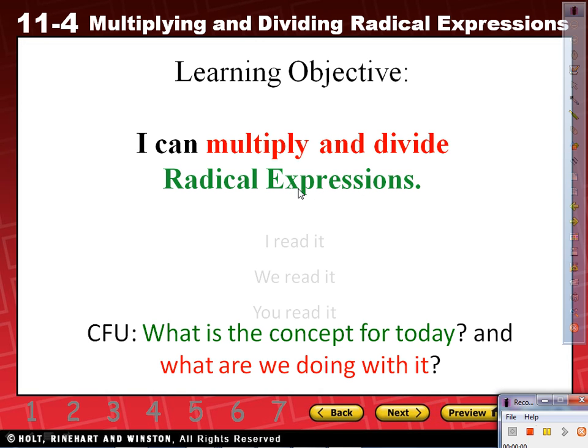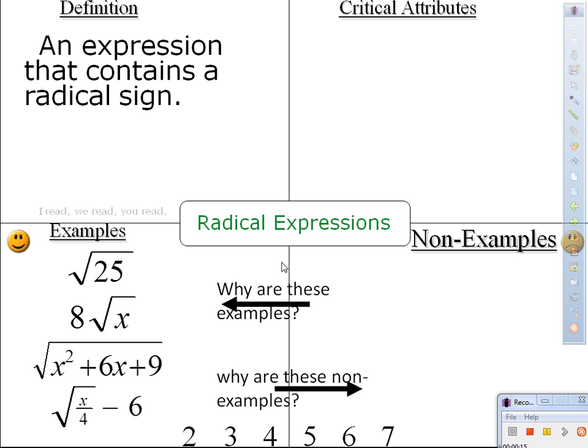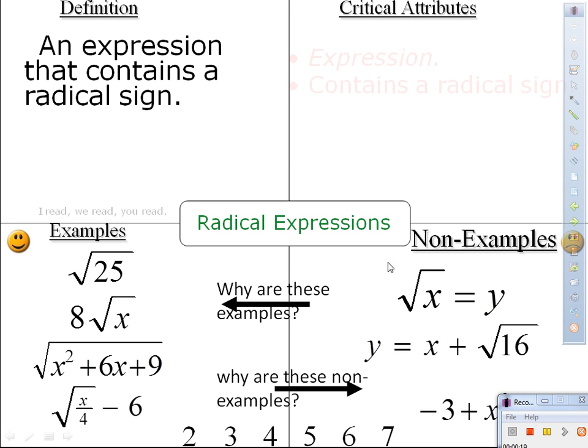Multiply and divide radical expressions. Read together. 1, 2, 3. I can multiply and divide. So we don't need a FAIR model since we know what radical expressions are. We already took FAIR model for this when we first started with simplifying radical expressions. We do need steps.